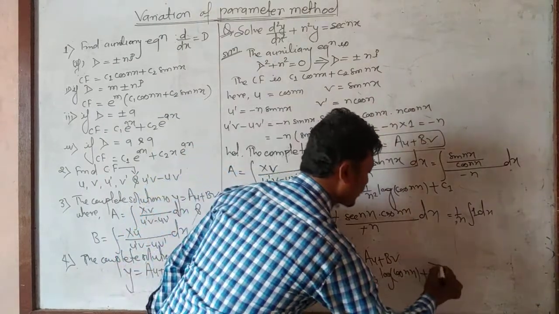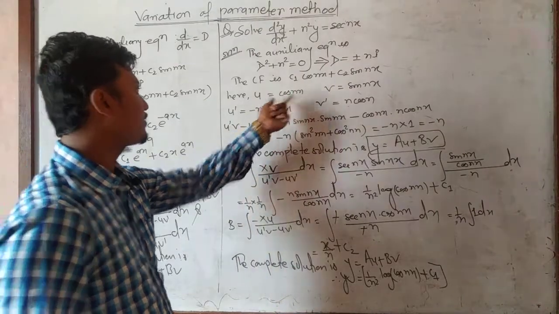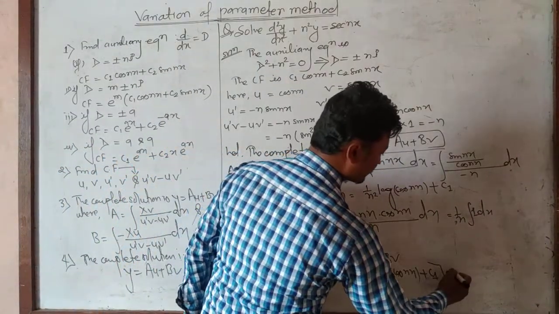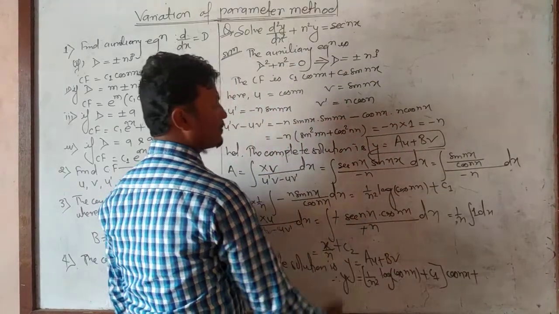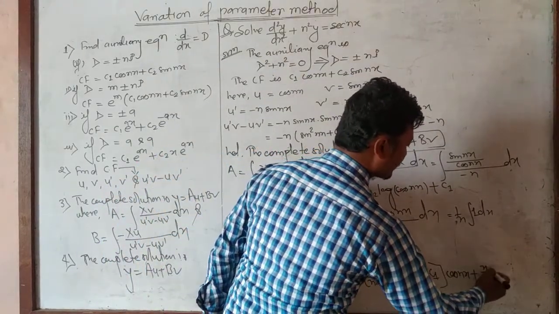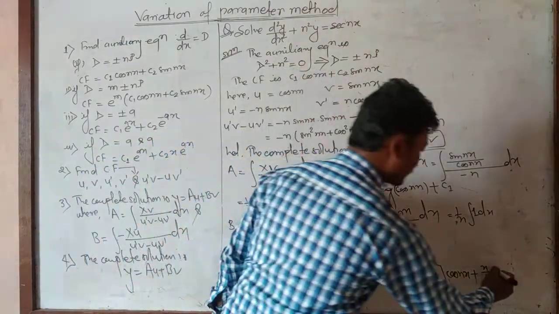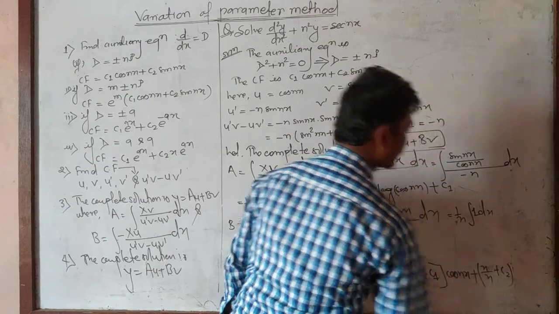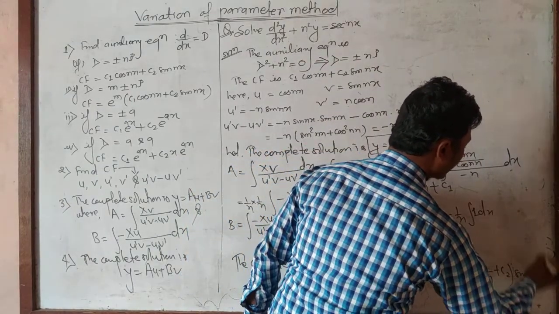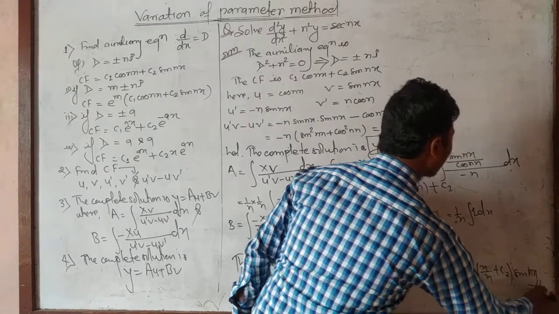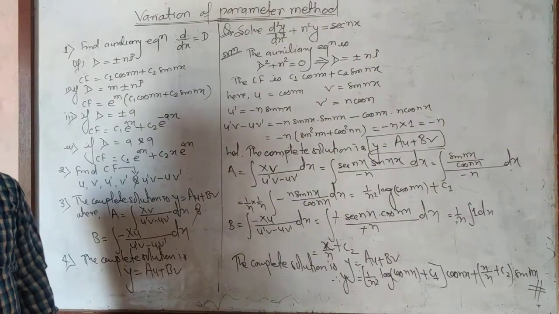Now in brackets u means cos nx, plus b, where the value of b is x by n plus c2, into v, which is sin nx. So this is our complete solution. Okay, I hope you understood this one. So please pause the video and note it down.